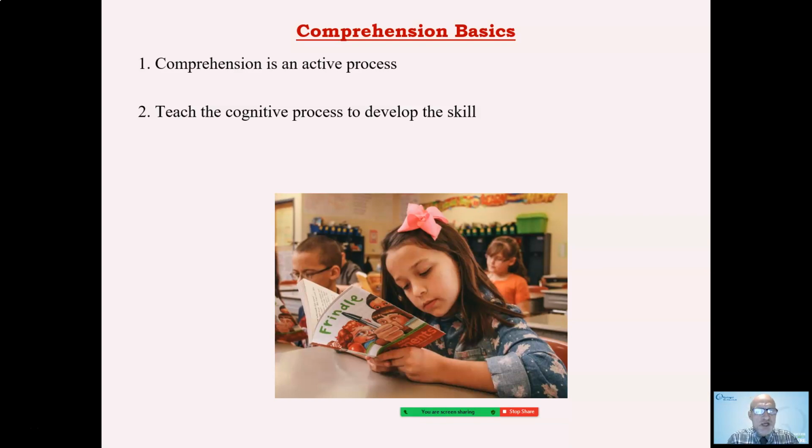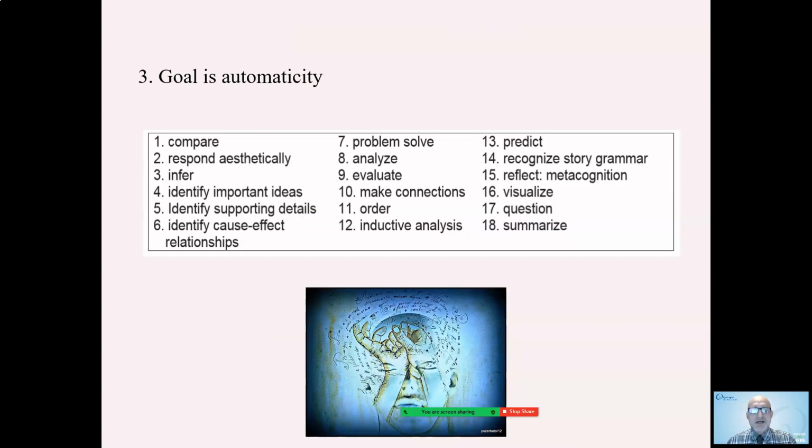We teach the cognitive process related to comprehending to develop the skill so students don't think about it, so they do it automatically while they are reading. Now, these are all cognitive processes that have been shown to lead to improved comprehension. And you see them all here. I don't need to read them for you, but our goal is automaticity. So we do it automatically.